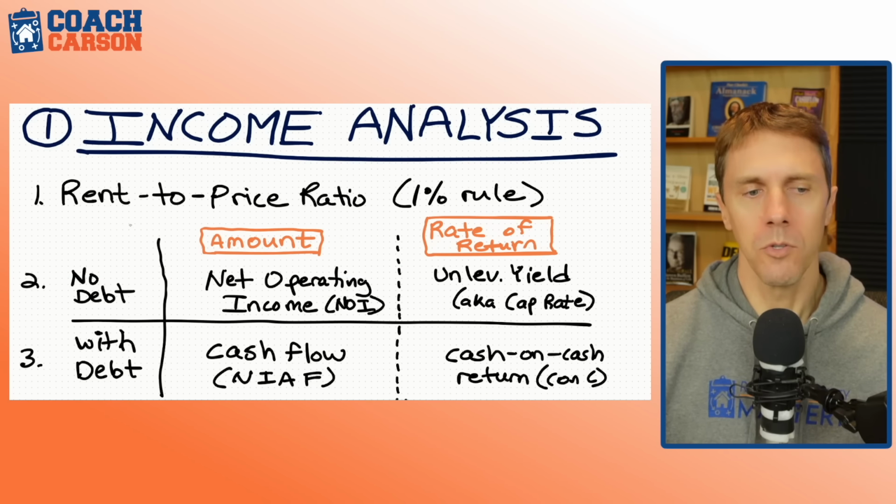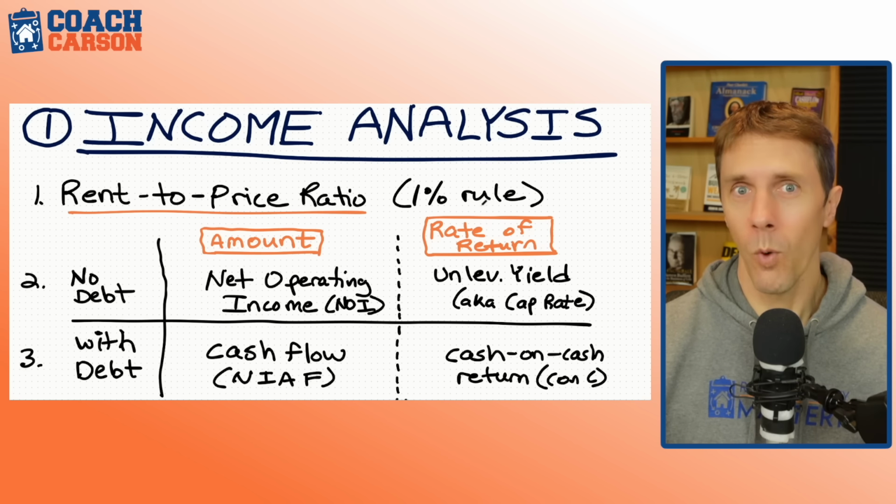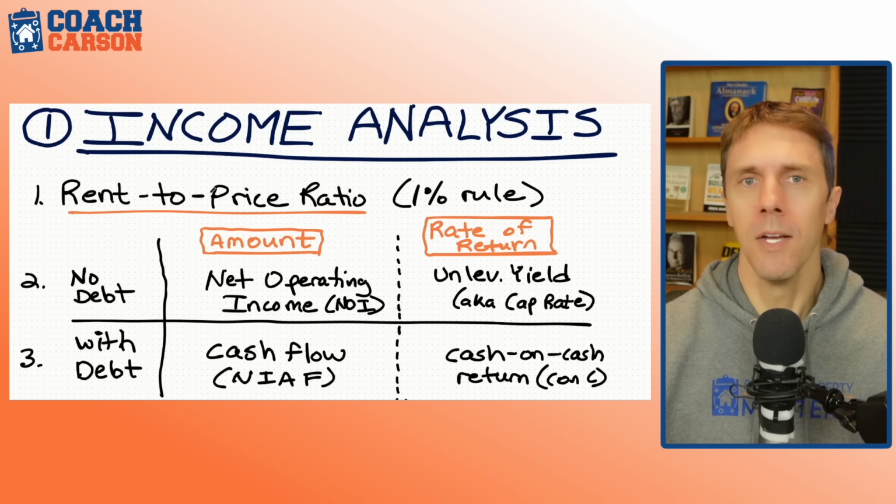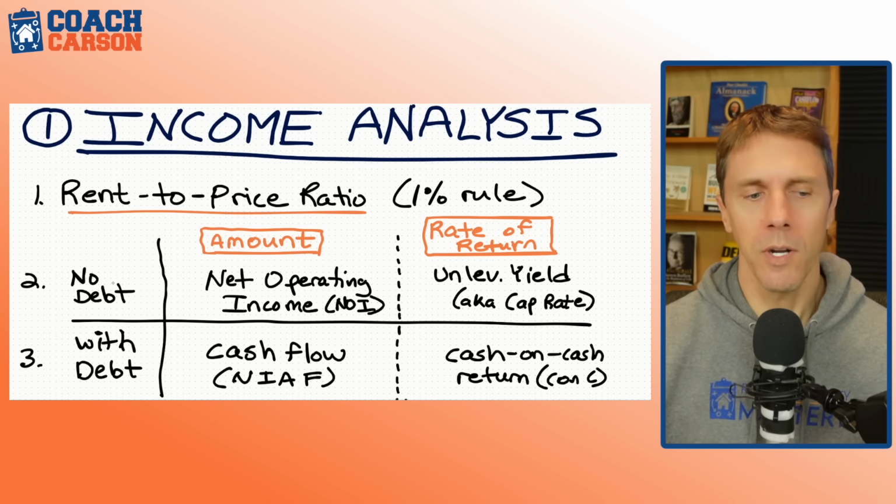But the formulas we're going to use are, number one, something called a rent to price ratio. You might have heard of something called the 1% rule, which is a special version of the rent to price ratio. I'll show you how that's kind of a rule of thumb to quickly analyze properties. And then we're going to go more in depth with two different kinds of formulas.